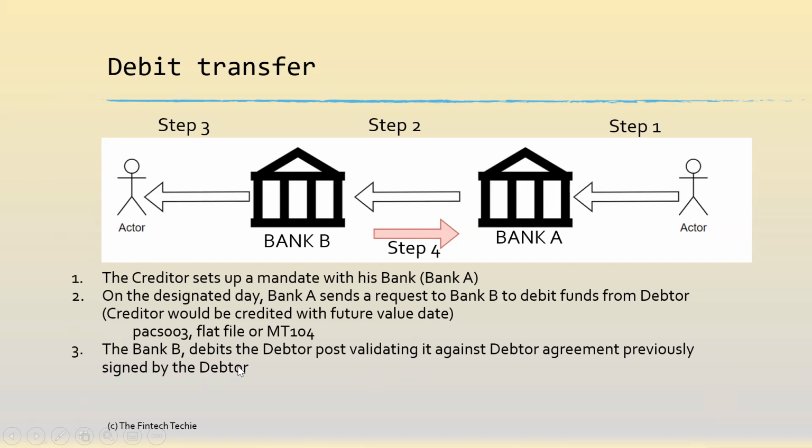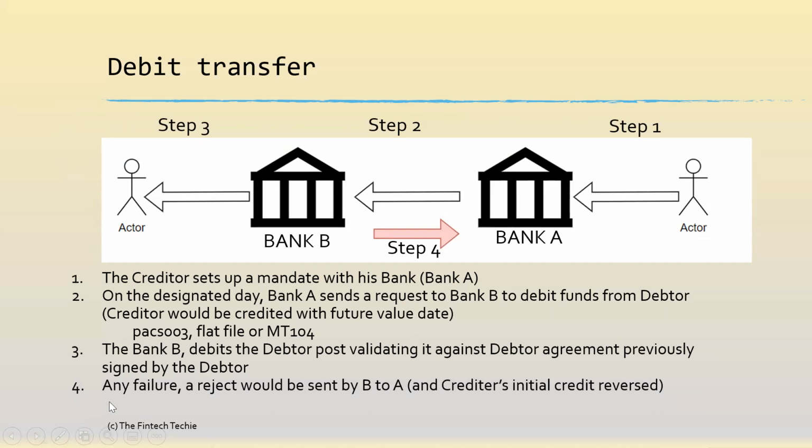And if the debit fails, we are going into step 4. Any failure, a reject would be sent by B to A. And what happens here is that the initial credit, which was there in step 1, would get reversed. Right? Now, why would a failure happen? Could be due to multiple reasons. Number one is that the debtor's agreement is not in place or it has expired. Secondly, the debtor's account has been frozen, or it's invalid, or it's dormant, or doesn't have sufficient funds. So these are the cases of failures.